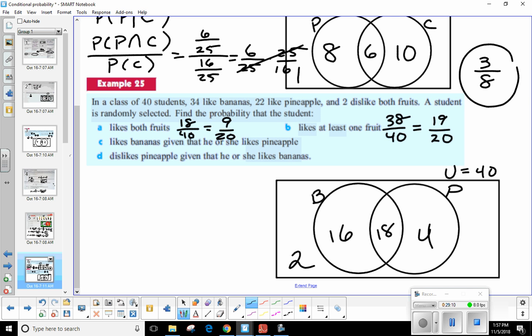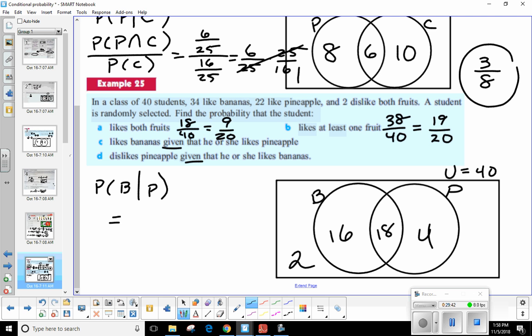Okay, now the last two. What kind of probability problems are C and D? They are conditional probability, because what's that word that pops out at us? Given. So let's go through C together, and then I'll have you try D on your own. So it says the probability that a student likes bananas, B, given that he or she also likes pineapples.